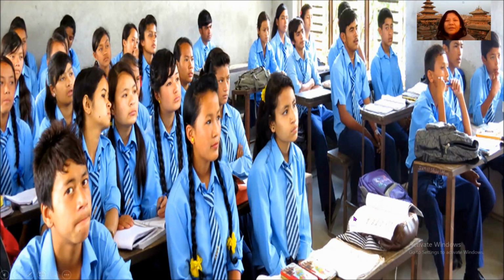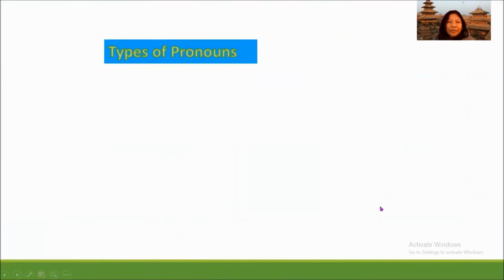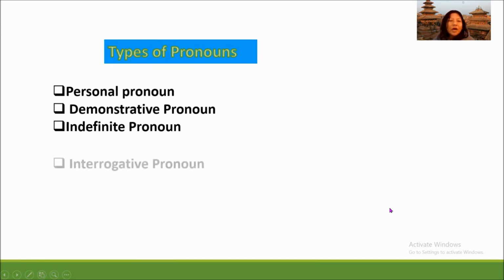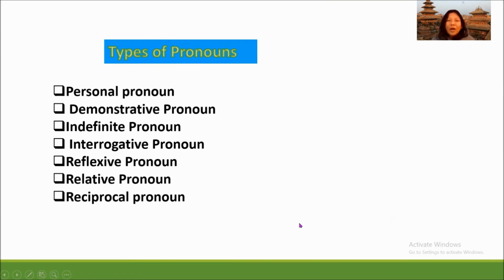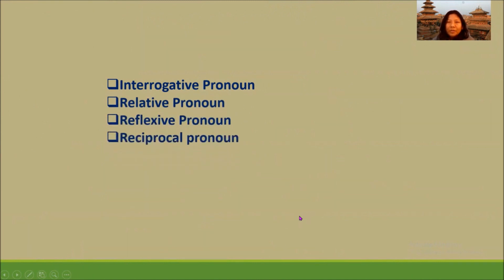Yes, last time you learned about pronouns and the types of pronouns. In the previous class, you learned three types of pronouns: personal pronoun, demonstrative pronoun, and indefinite pronoun. Today, you are going to learn interrogative pronoun, reflexive pronoun, relative pronoun, and reciprocal pronoun. Once again, I want to repeat them: interrogative pronoun, relative pronoun, reflexive pronoun, and reciprocal pronoun.